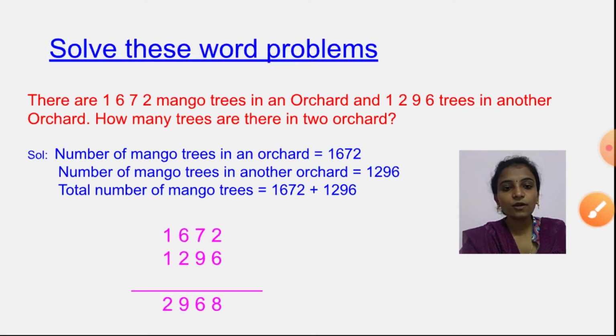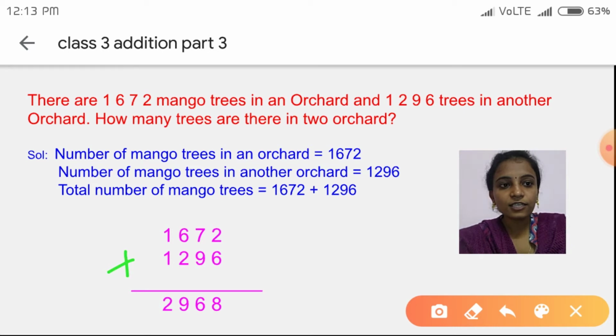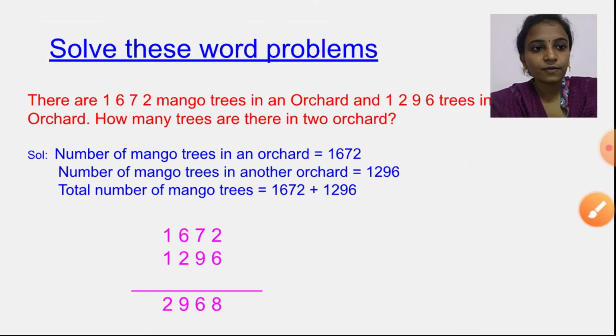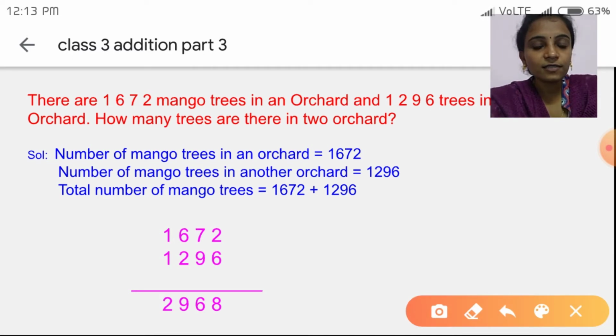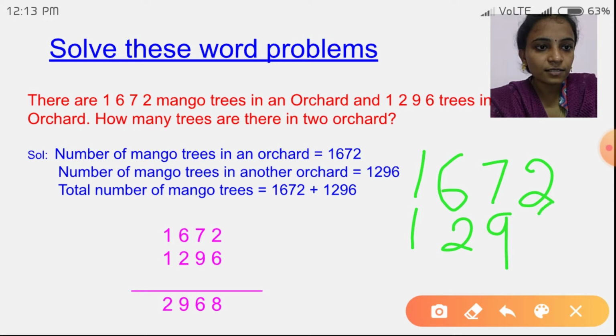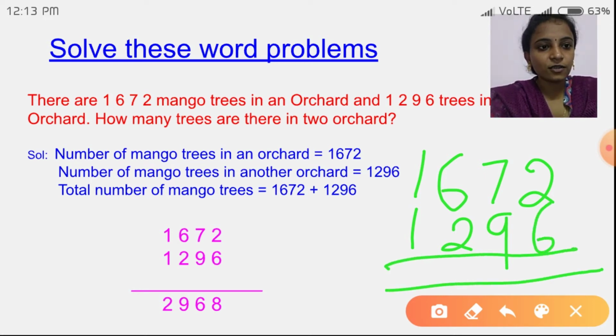Here, like this we have to count and add. Shall we add here again? Yes, we will add here. We will first write this addition: 1672 and 1296. Okay, we will do the addition.